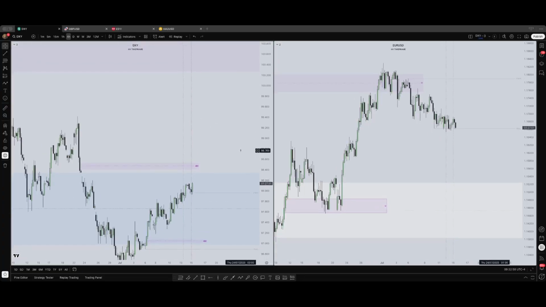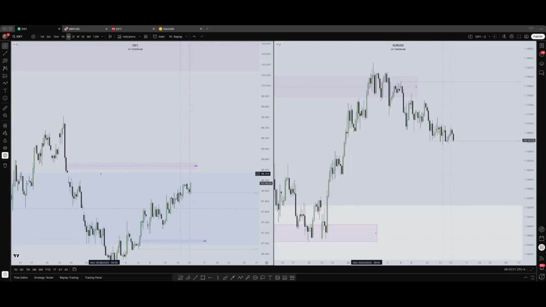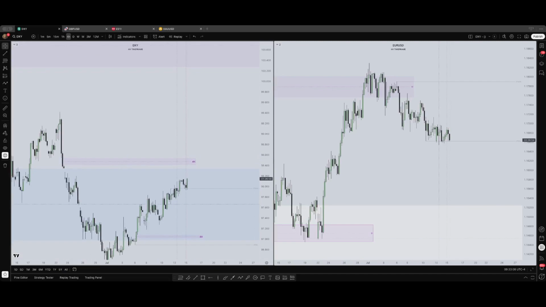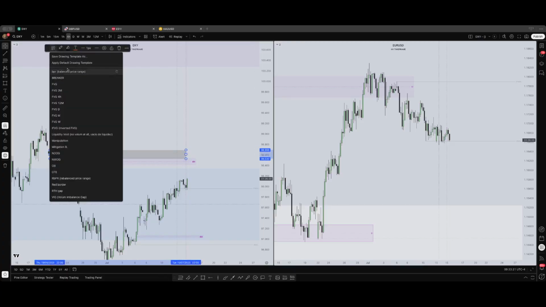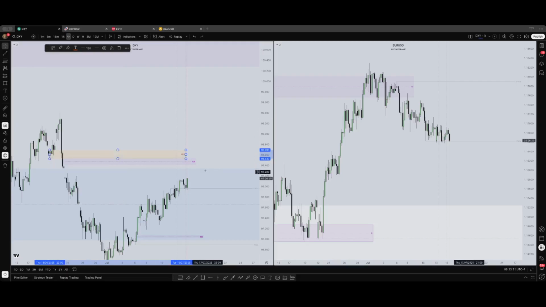I'm very interested in this area, this 4-hour fair value gap in dollar index. And as I said in the Discord, we have a breaker here. This area for me is a breaker, so a very interesting area to keep an eye on. This is a bearish breaker, 4-hour.